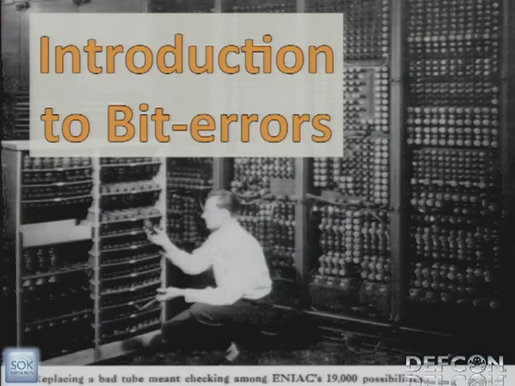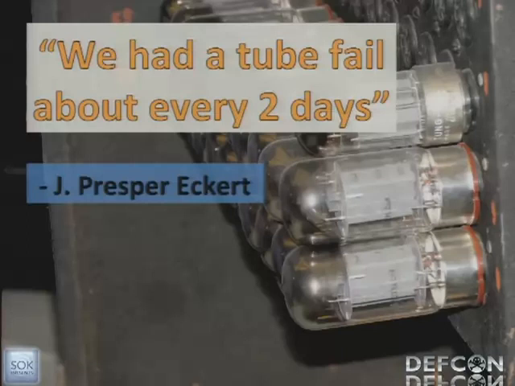let's go through an introduction. I don't know if you all can tell what this man is doing, but he's actually working on the ENIAC. And what he's doing is he's replacing a vacuum tube. The ENIAC was made before modern transistor technology, and it used vacuum tubes for memory storage and computation. And these vacuum tubes failed, and they failed a lot.